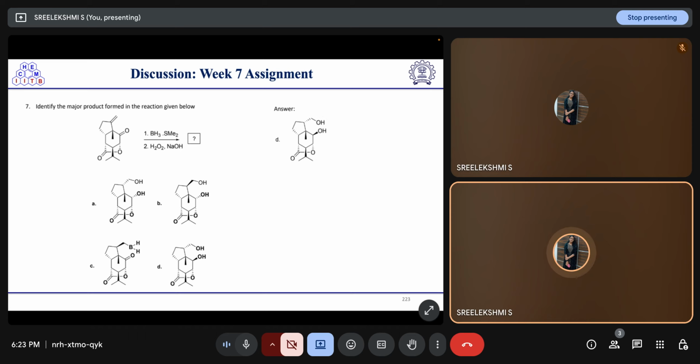So this is an example of a hydroboration oxidation reaction, where this double bond will get converted into the corresponding alcohol, and this ketone will also get reduced by this BH3·DMS to form this alcohol. So here the first step is hydroboration of this double bond, so that will form this one. Then in the presence of H2O2 and NaOH, this will be replaced by OH, and this ketone will be reduced into alcohol as well. So the correct answer is option D.